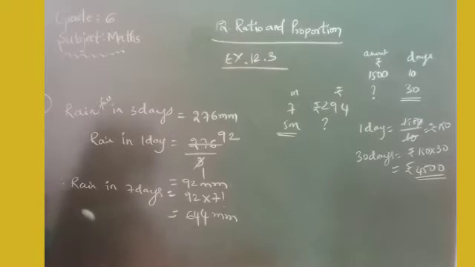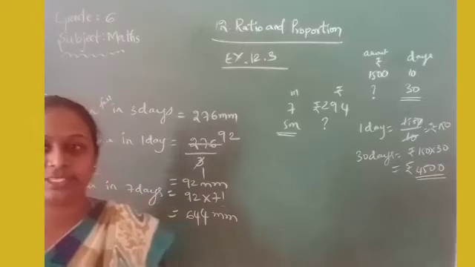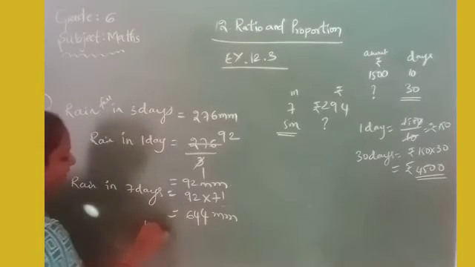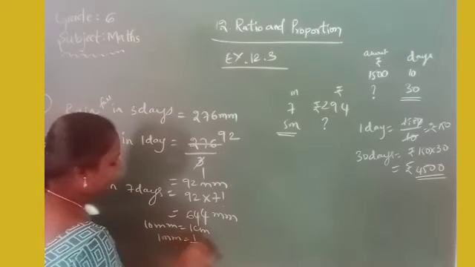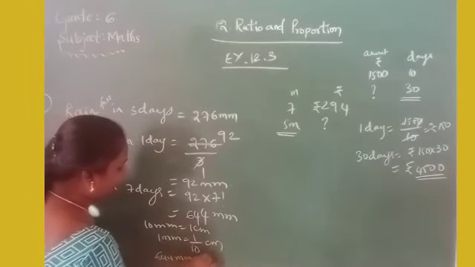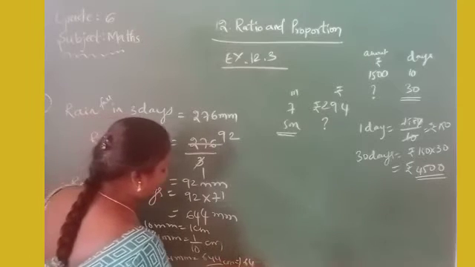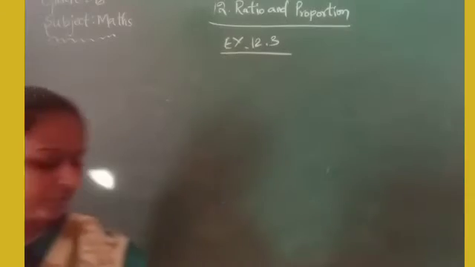Next, fourth question, see. Not only that, here, how many centimeters of rain is asked. Centimeters asked, we know that 10 millimeters is equal to 1 centimeter. Okay, right. Now 1 millimeter is equal to how many centimeters? 1 by 10 centimeter. 644 millimeters is equal to 644 by 10 centimeters, which is 64.4 centimeters. Is it clear?